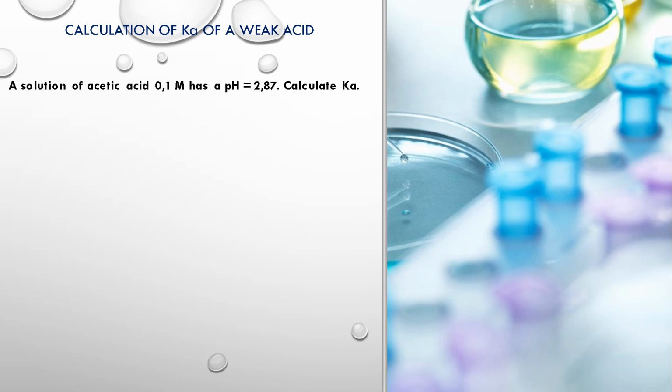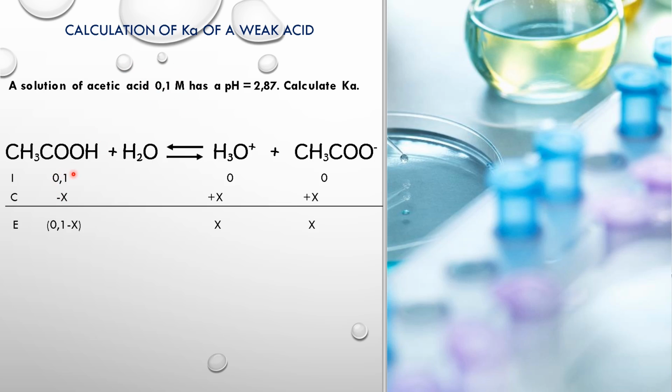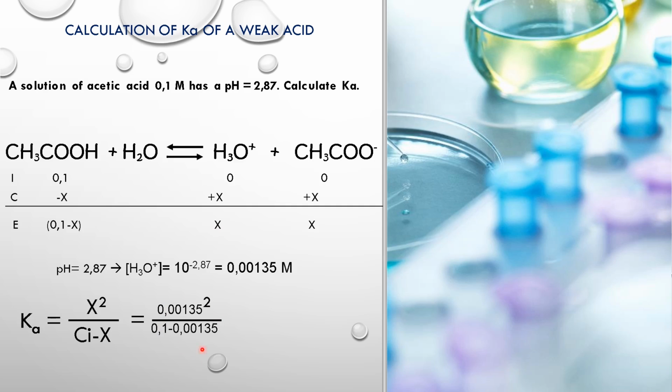How do we calculate the K of a weak acid? For example, a solution of acetic acid, 0.1 molar, has a pH of 2.87. Calculate the K. We write the equation and we do the ICE table. We know in this case the concentration at the beginning, 0.1. And we know the pH. So from the pH, we calculate the concentration of hydroniums. And we replace this concentration of hydroniums in X, like this. And we just do the math and calculate the K.